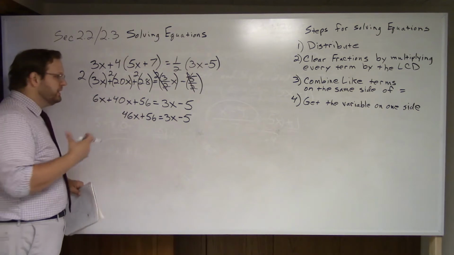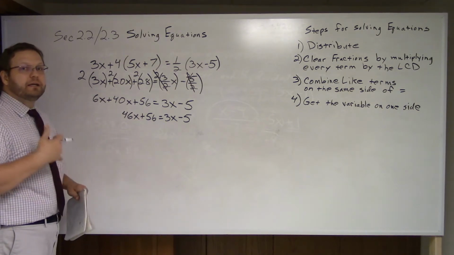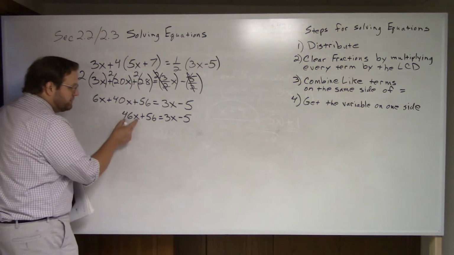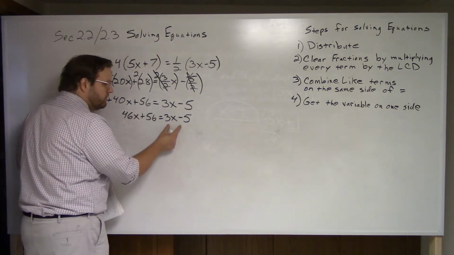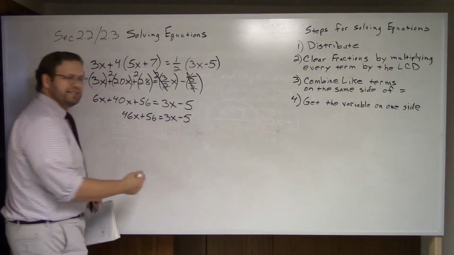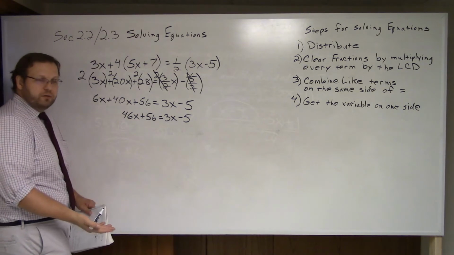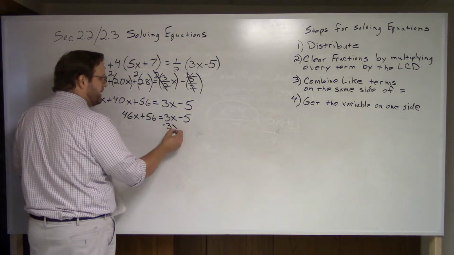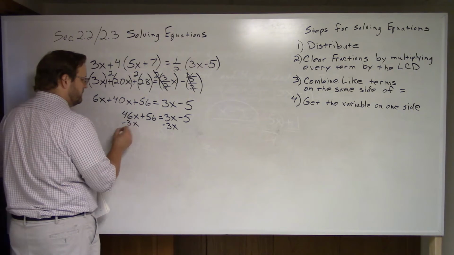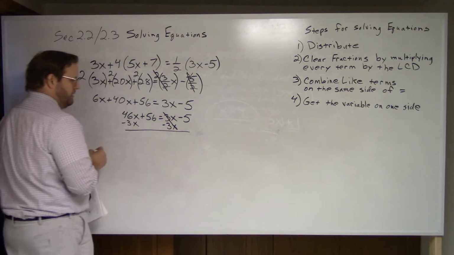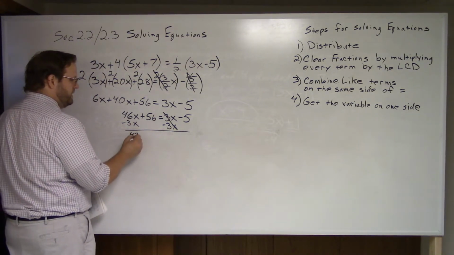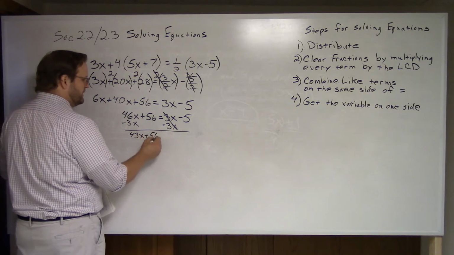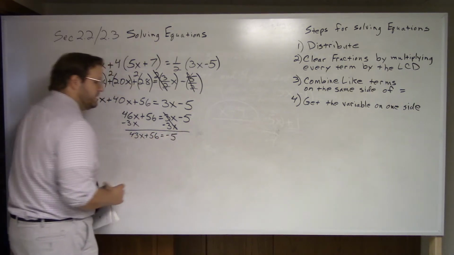I personally like to put it on the side that will leave it positive. If I subtract this 46x over, I would have a negative 43. That's not wrong, but I have a negative now I got to deal with. So instead, I'm going to subtract 3x, and I'm going to get 43x plus 56 equals negative 5.